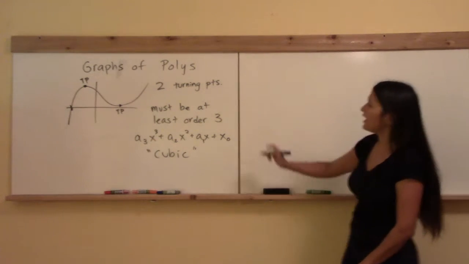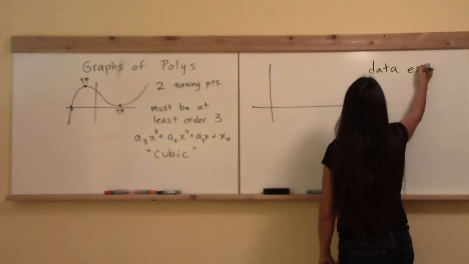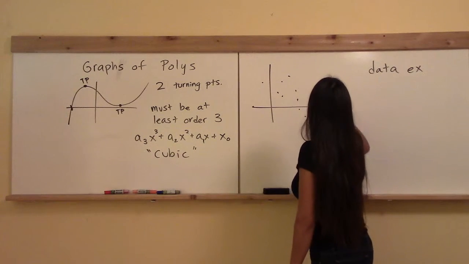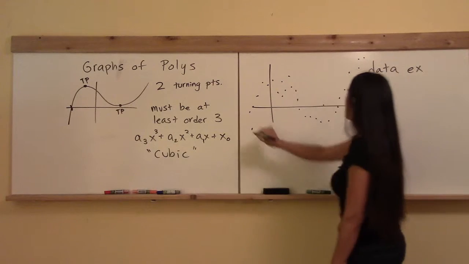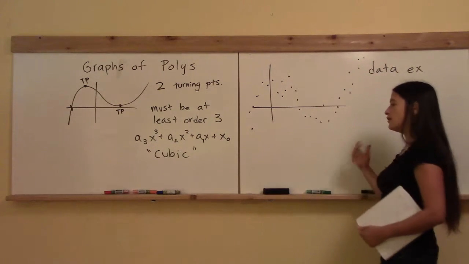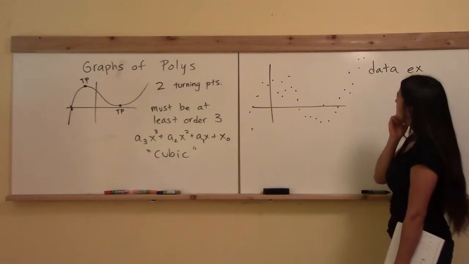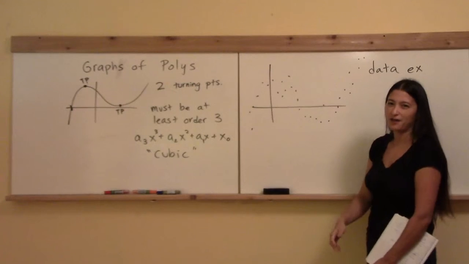Okay, so if I had data, for example, I'll just show you a data example. Let's say my data looked like this, and then it looked like this again. And I wanted to try to match that data with a line or some sort of functional representation. I don't want to just use a straight line because it doesn't look like it's in a linear pattern.